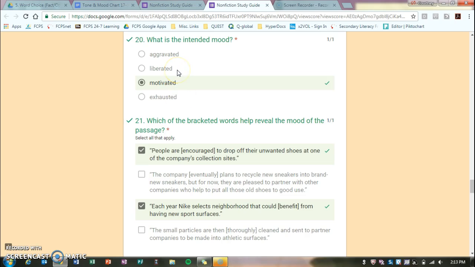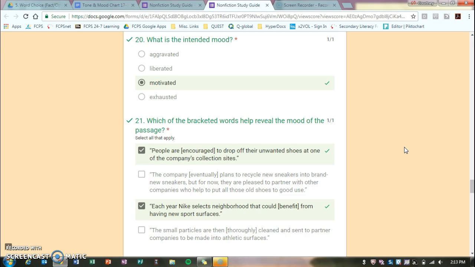And when it comes down to liberated and motivated, do they want you to feel free, or do they want you to feel like you should take action and do something? So motivated is our best answer. Then it asks you which of the words helped you reveal that mood.